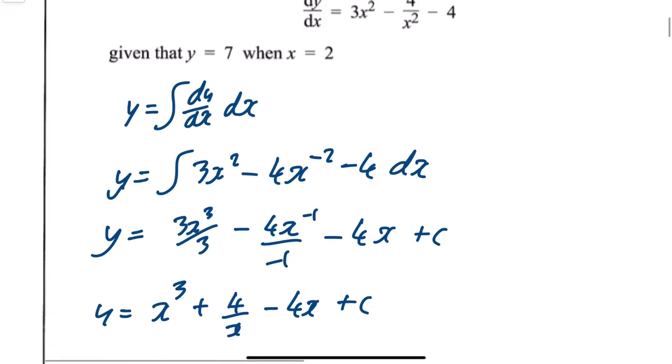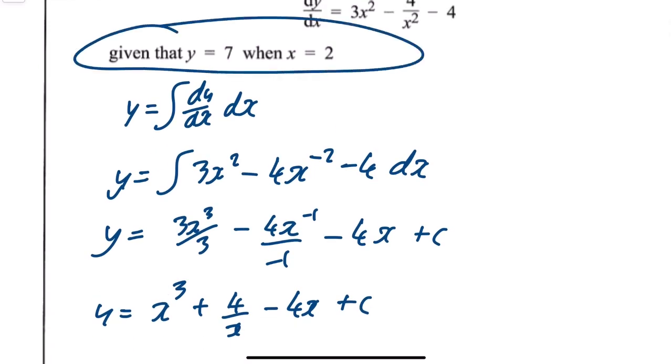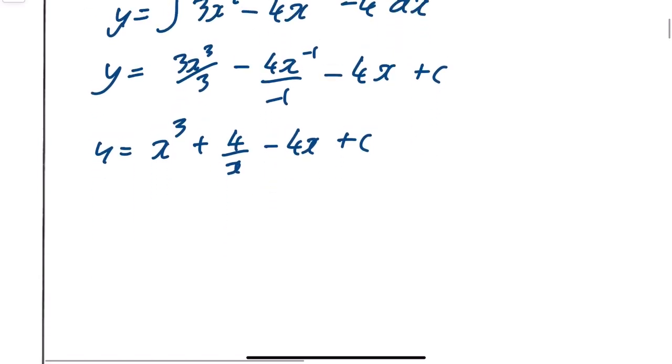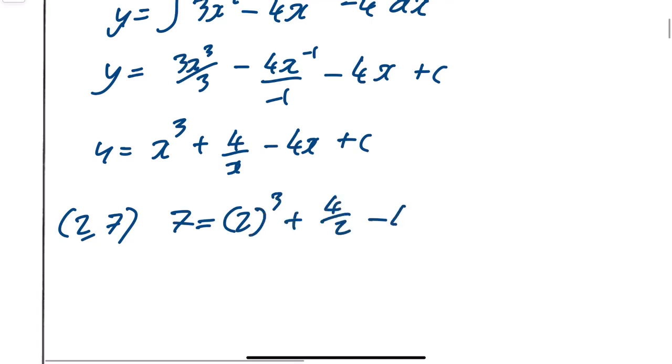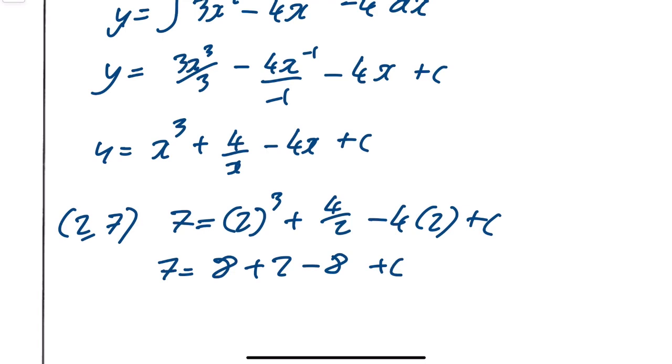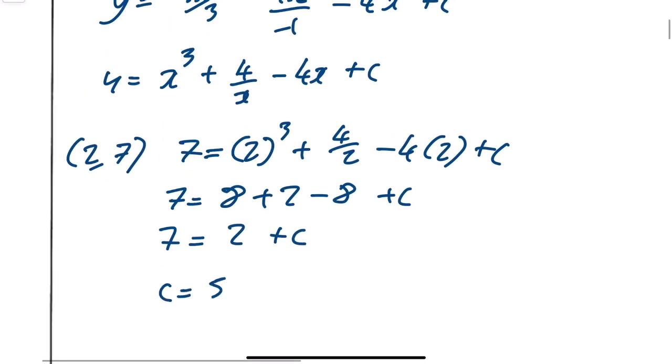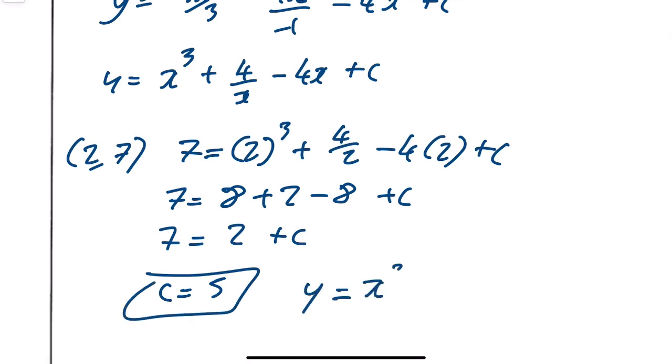Now it tells you this point, x equals 2, y equals 7. So we'll just put that in. 7 is equal to 2 cubed plus 4 over 2 minus 4 times 2 plus your c. So 7 is equal to 8 plus 2 minus 8 plus c. That is 7 is equal to 2 plus c. With a wee bit of working out, your c is equal to 5. So your answer, rewrite your equation: y is equal to x cubed plus 4 over x minus 4x plus 5.